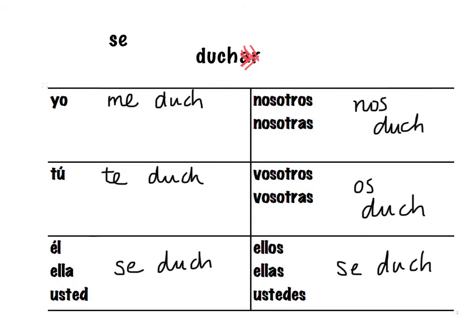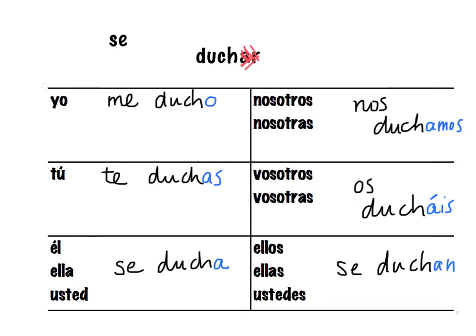So for the present tense, me ducho, tú te duchas, él, ella y usted ducha, nosotros duchamos, ducháis, and duchan.